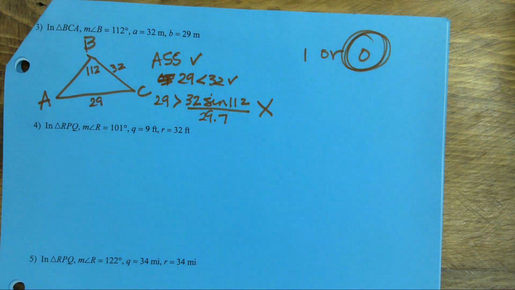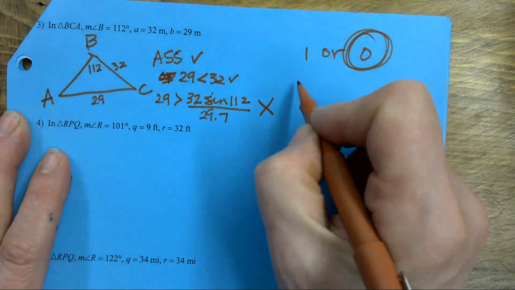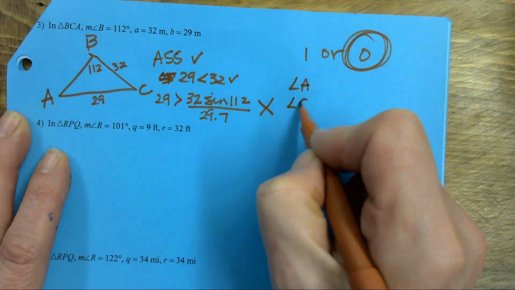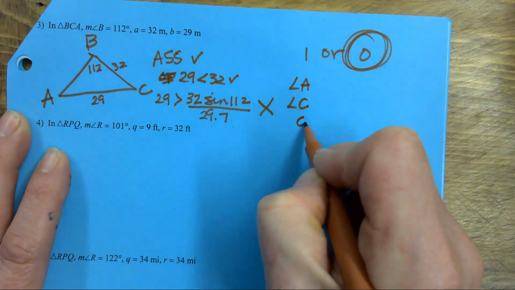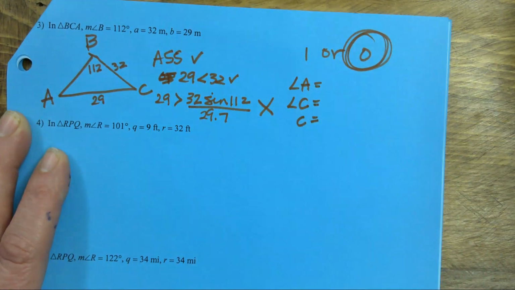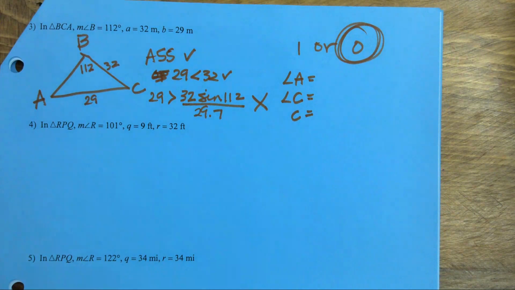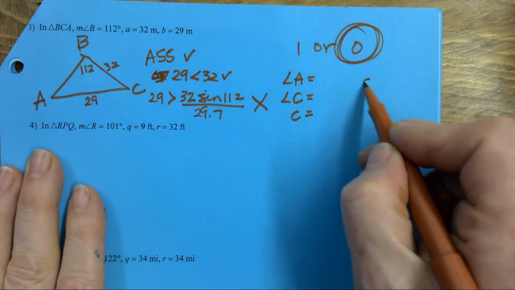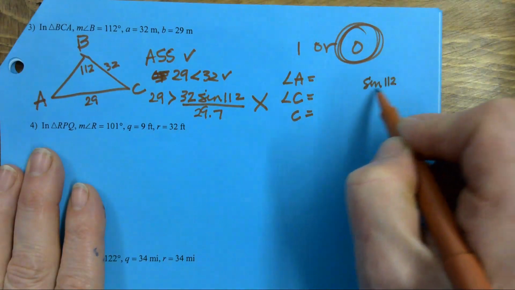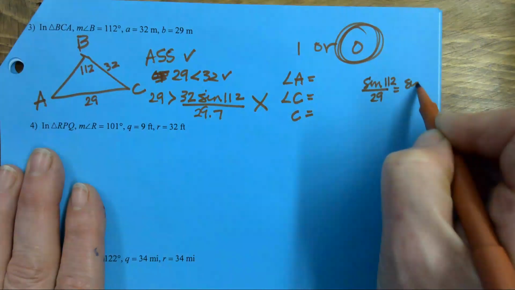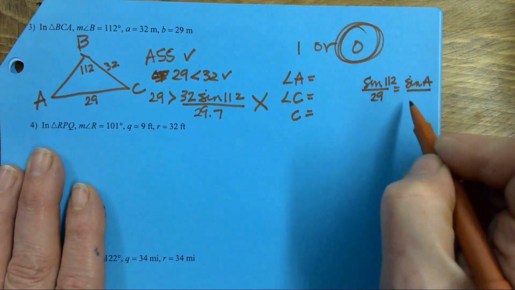But then you might be thinking, I don't know if I'm going to remember to look for that. Sometimes I just have to do the process. So fine, do the process. I need to find angle A, angle C, and side C if this has a solution. I'm always able to start with one thing, and today I can start with angle A. So I'll put the sine of 112 over 29 and set that equal to the sine of A over 32.